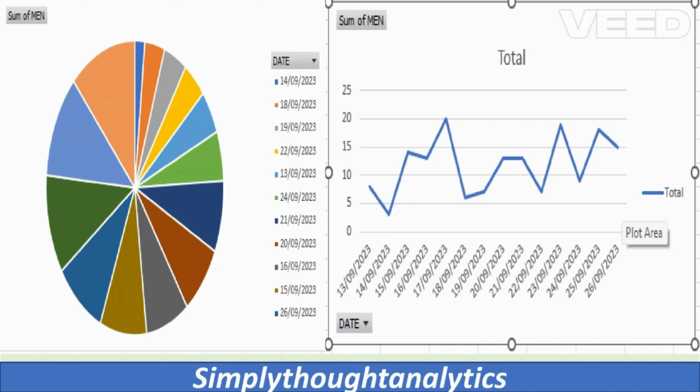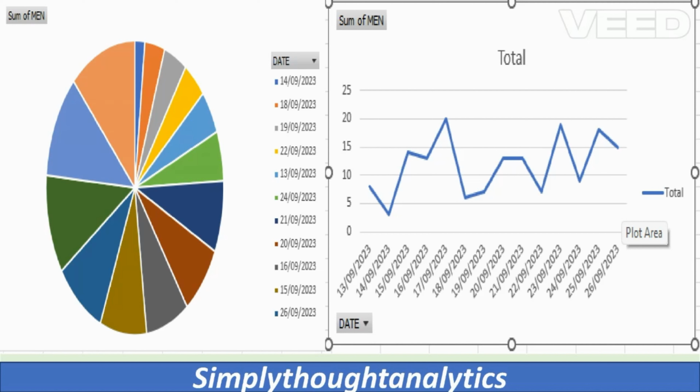So then let's look at the one on the right, which is actually a line chart. A line chart is appropriate to present this information, but if you look at this chart, you can see the sum of men on the top. It doesn't make any sense. You can see another date below. It doesn't make any sense too. You can see total. The question is, total of what? You can also see another total on the right side. You can see plot area. So the point is that even though this chart is appropriate for this scenario, this chart is not well designed.